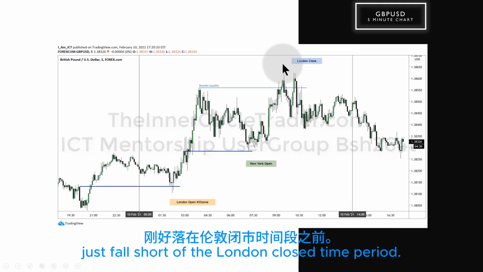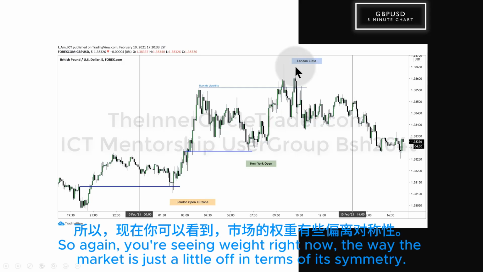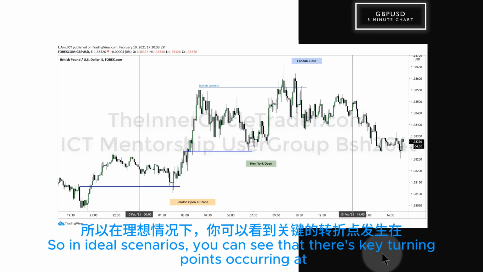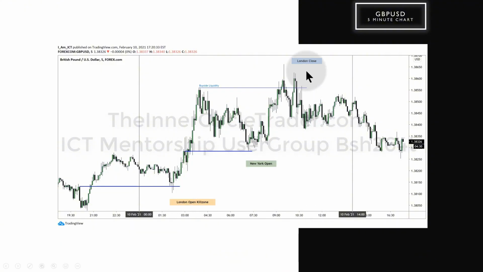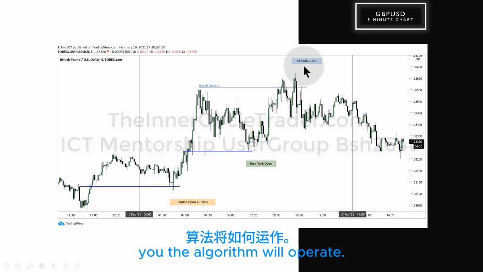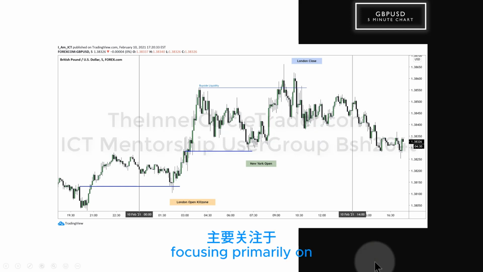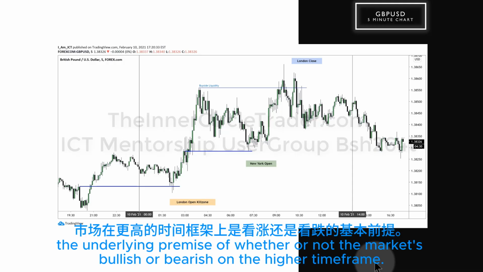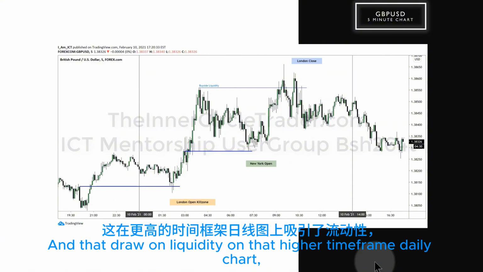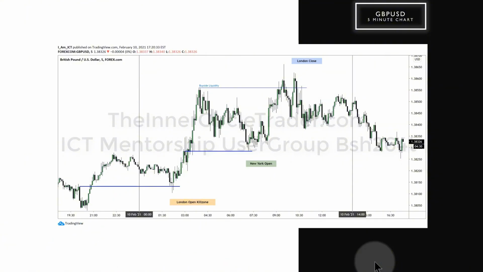The high of the day just falls short of the London close time period. So again, you're seeing right now the way the market is just a little off in terms of its symmetry. So in ideal scenarios, you can see that there's key turning points occurring at the times I tell you the algorithm will operate. The logic behind these moves is, again, focusing primarily on the underlying premise of whether or not the market's bullish or bearish on the higher time frame. And that draw on liquidity on that higher time frame daily chart, you work with that narrative intraday.